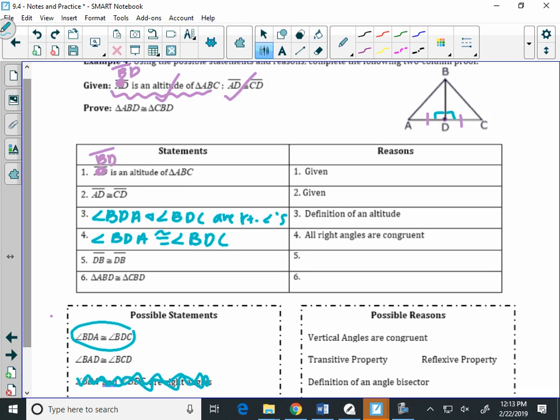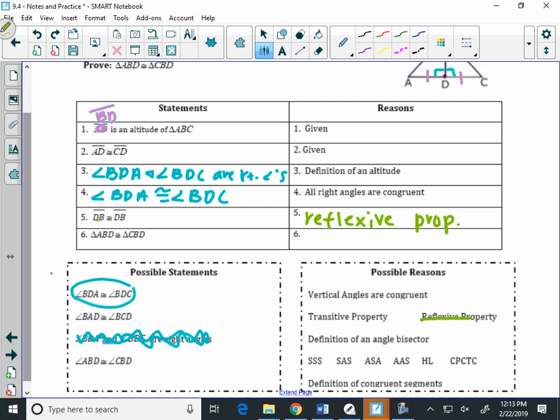Okay? Then I look here at my statement. It's saying that DB is congruent to DB. Well, what do we use? What reason? Whenever we have something congruent to itself, what's our reason? What is it? Reflexive property. Every time you have something congruent to itself, it's the reflexive property.